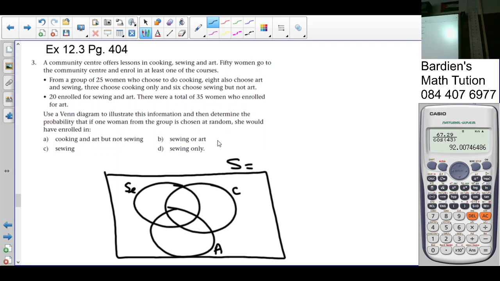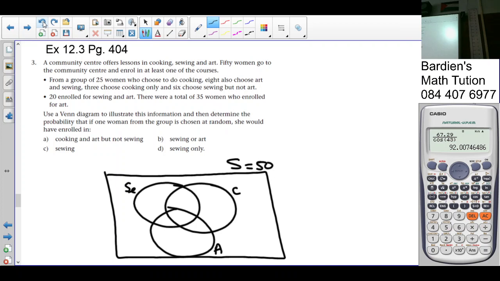50 women go to the community center. Where does the 50 go? But the S is the sample space. We are told that 50 women go to the community center and enroll in at least one of the courses under consideration. What does that mean? No bodies on the outside. Can you see that? So we'll have 0 on the outside.